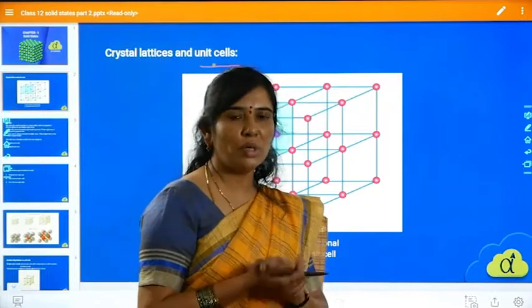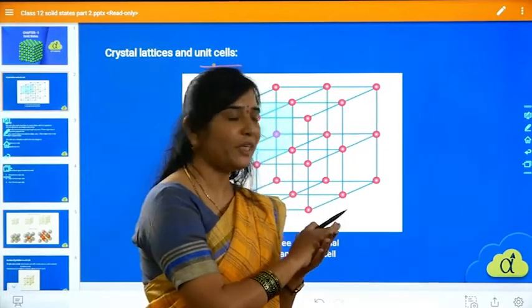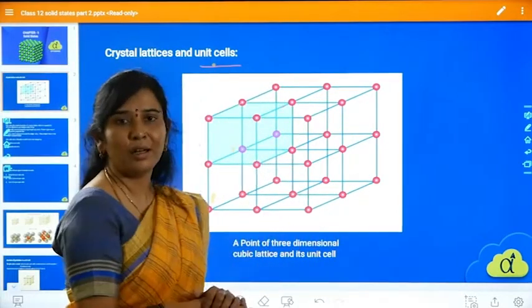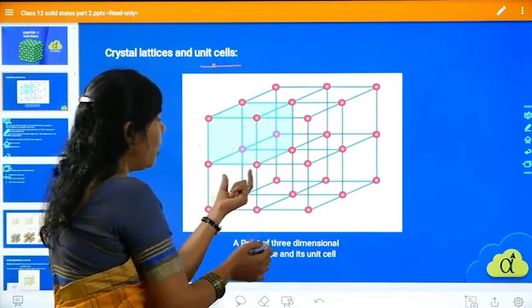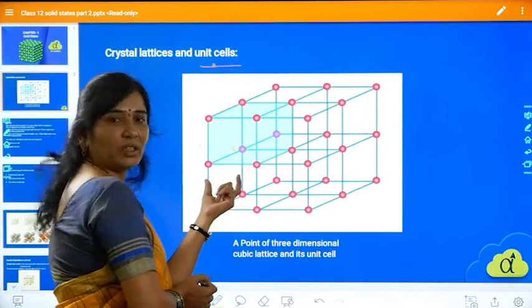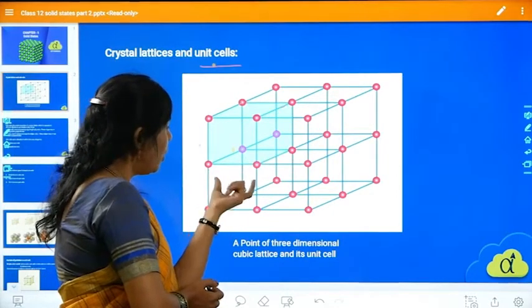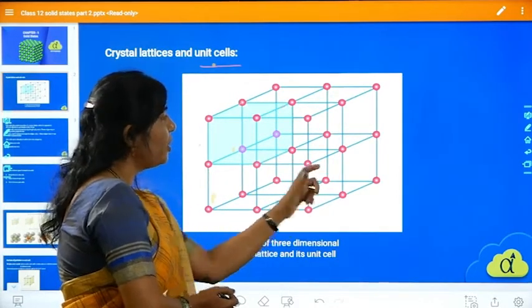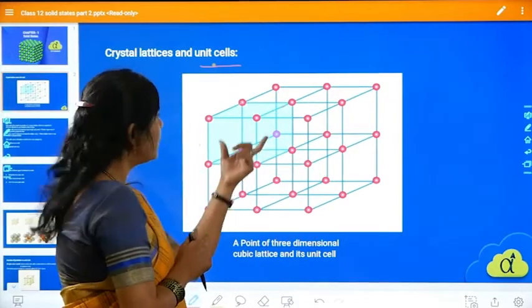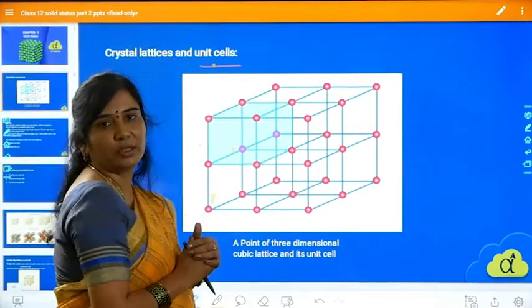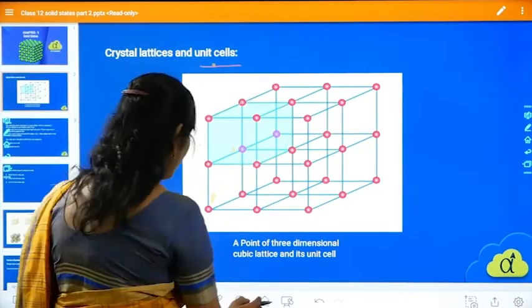Friends, you understood now the difference between unit cell and crystal lattice. In this big cube, the small cube is the unit cell, which on repeating gives a big cube. So the big cube is a crystal lattice and the small cube is a unit cell. Okay, for example.